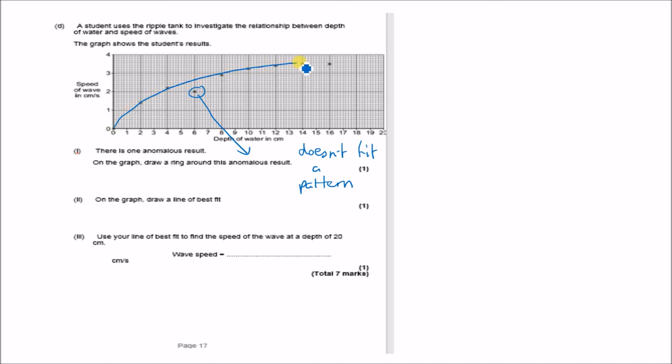Now remember, you must do this with a pencil. It lies away from the line of best fit. So one that doesn't fit with the line of best fit is also an anomalous result.